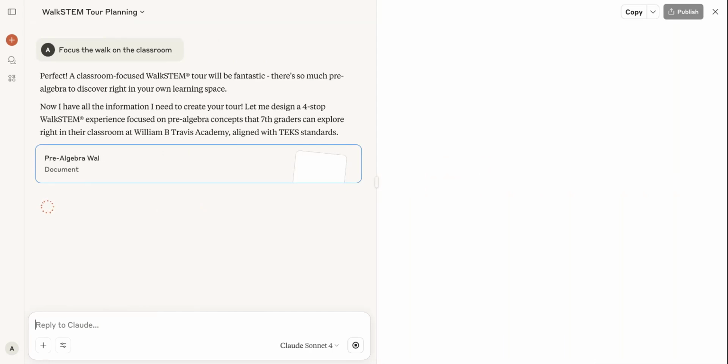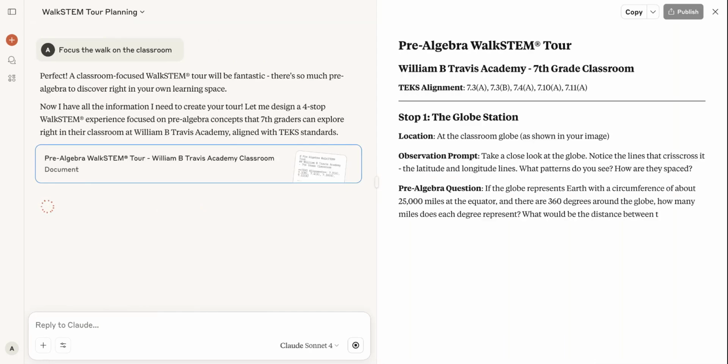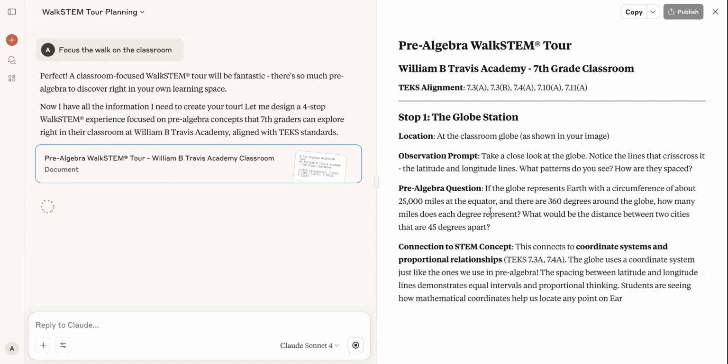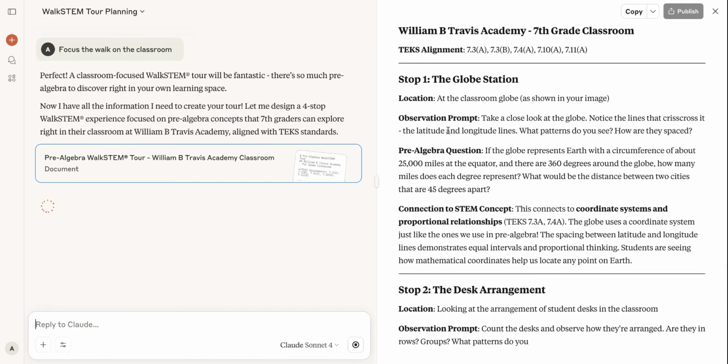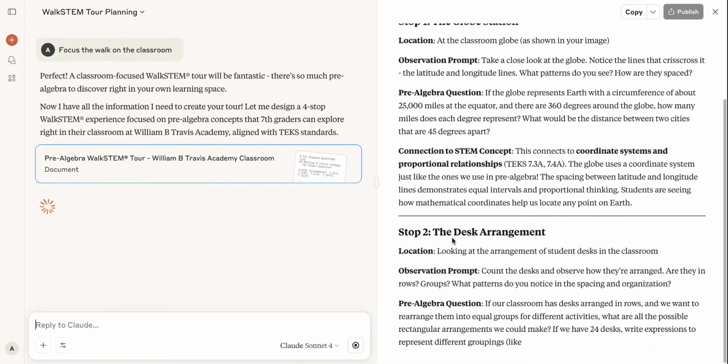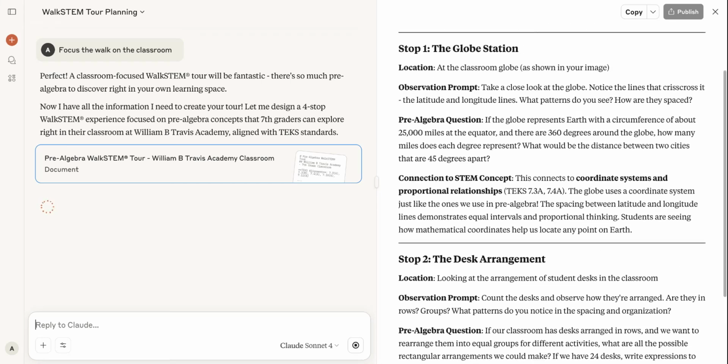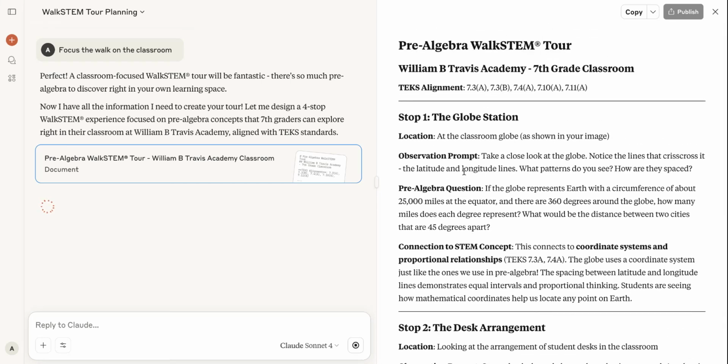So after just answering those very simple questions, Claude has generated a WalkSTEM for me. So we can see we've got 4 stops. We've got the globe station. We've got the desk arrangement. You can see it's literally writing this in real time. And each of these is going to connect to a different pre-algebra subject that meets Texas standards.